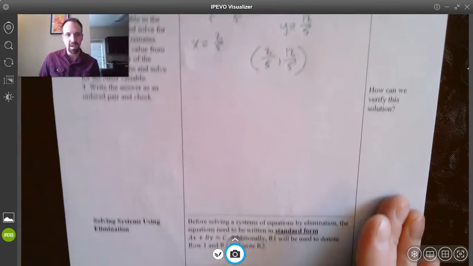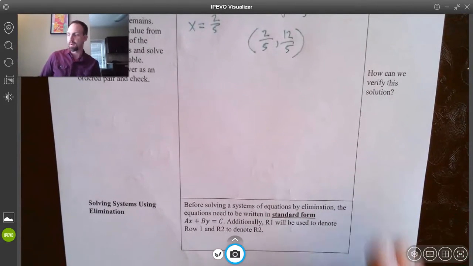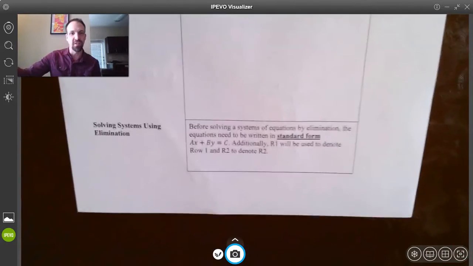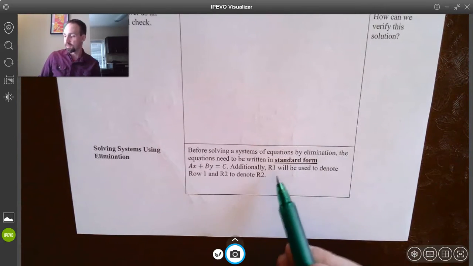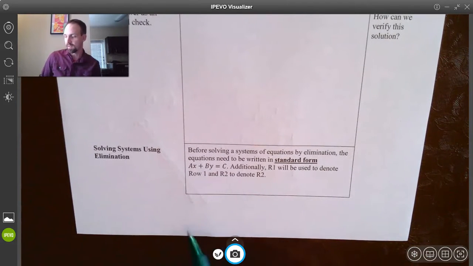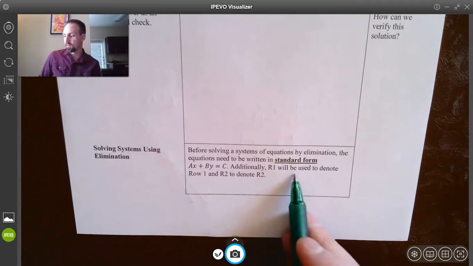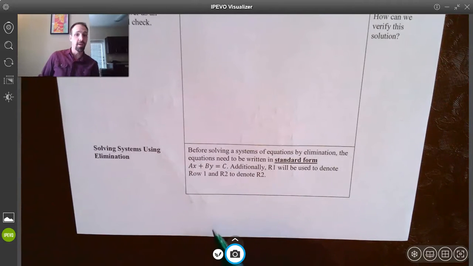Before we start the next video, I just want to talk about a notation thing. When we solve systems of equations by elimination, we write them in standard form. That's ax plus by equals c. And then we will use this notation. R1 denotes row 1, and then we use R2 to denote row 2.